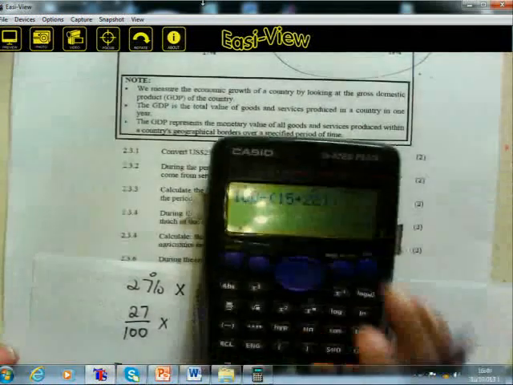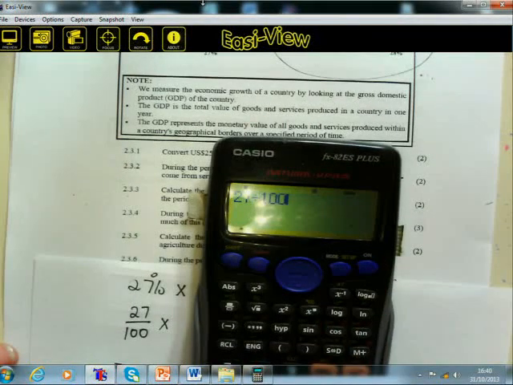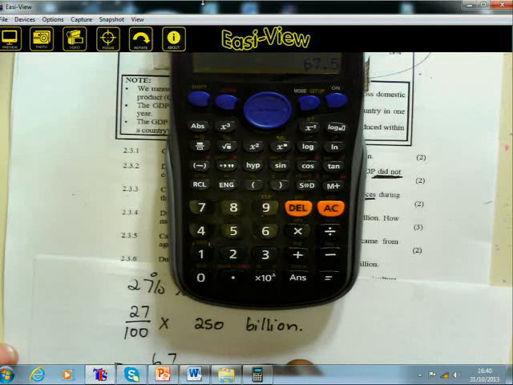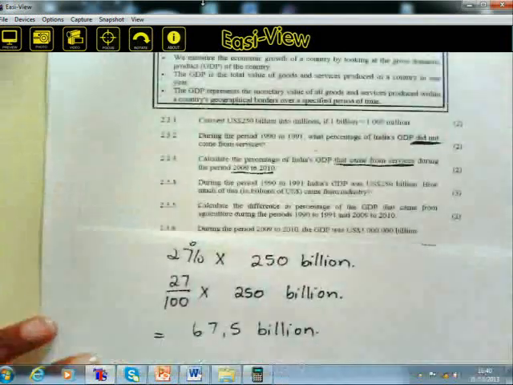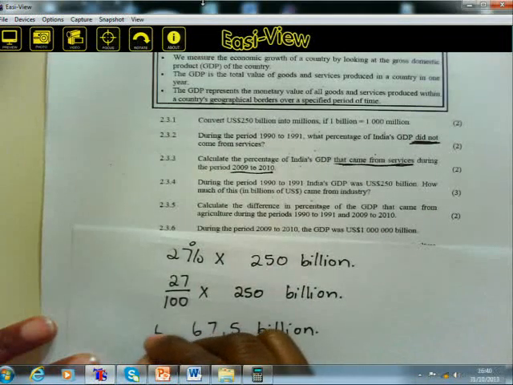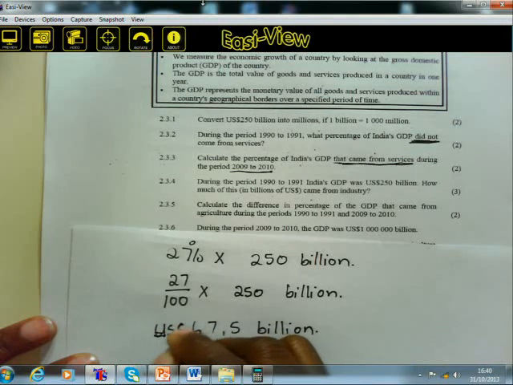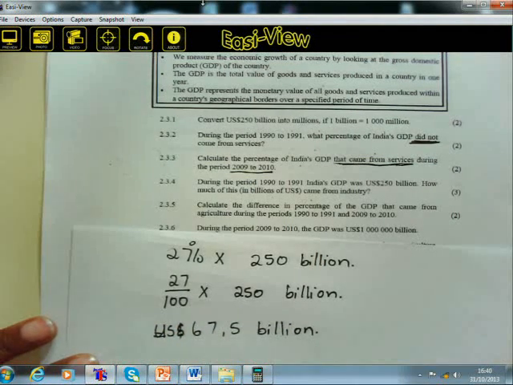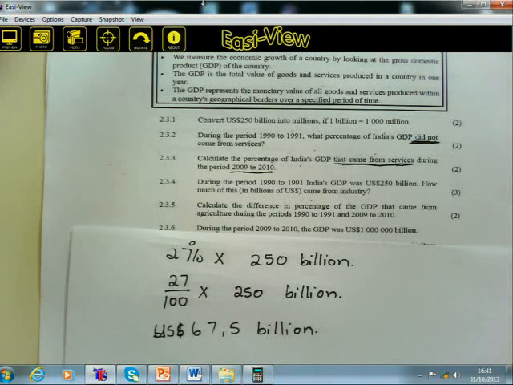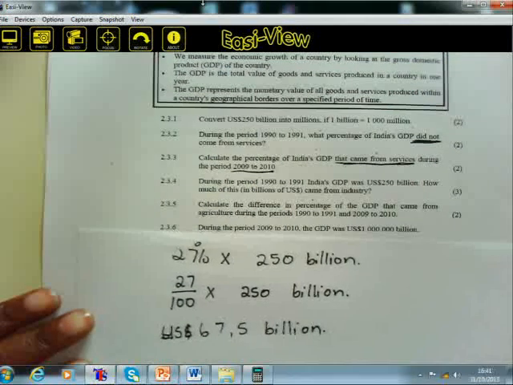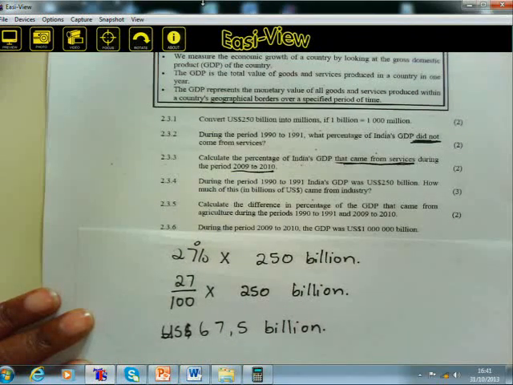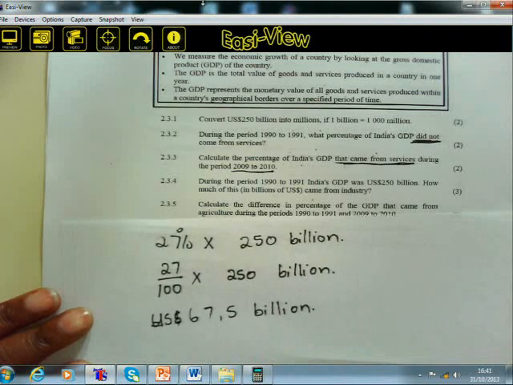Calculator to check what the answer is. 27 divided by 100 multiplied by 250. 67.5 billion in this case. So the answer is 67.5 billion. Don't forget the unit. It's US dollars. So it's 67.5 billion US dollars. So this amount came only from the industry for the period 1990 to 1991.